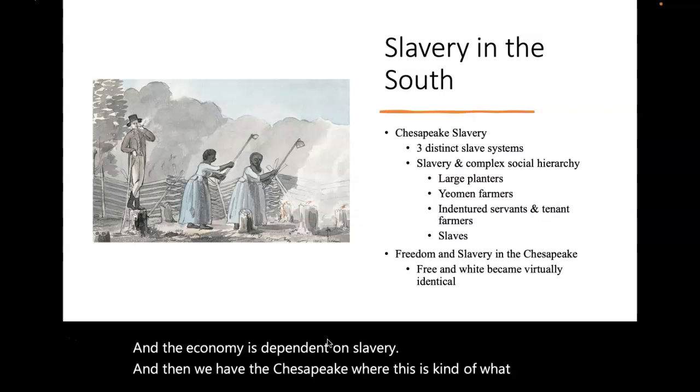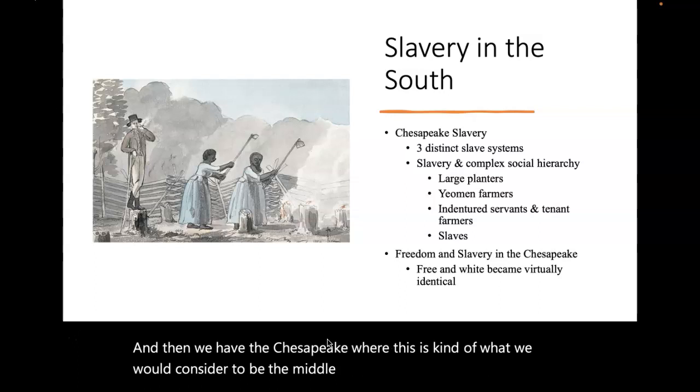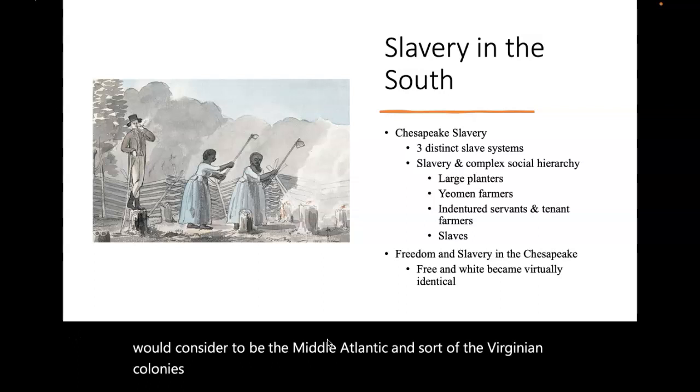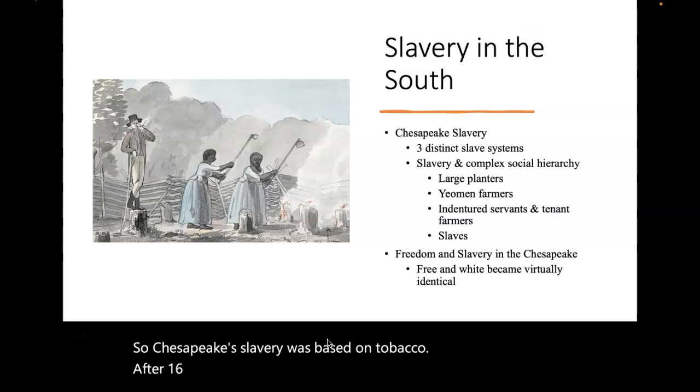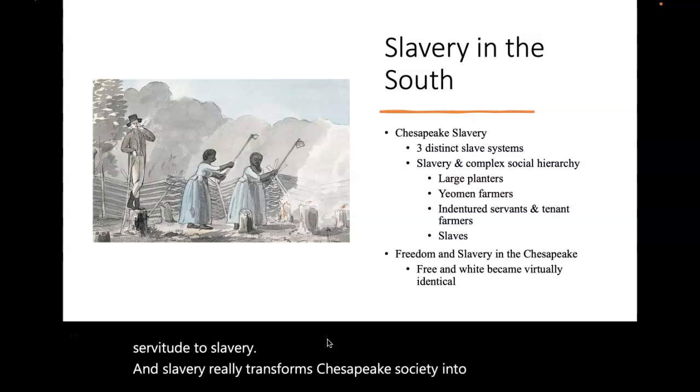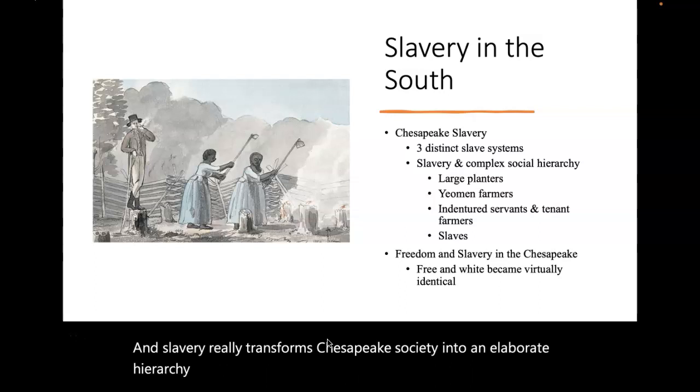this is what we would consider to be the Middle Atlantic and sort of the Virginian colonies, where tobacco plantations were highly profitable. So Chesapeake's slavery was based on tobacco. After 1680, we talked about labor switching from indentured servitude to slavery. And slavery really transforms Chesapeake society into an elaborate hierarchy of degrees of freedom.